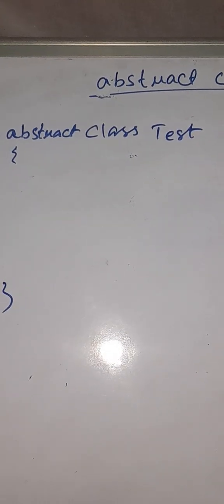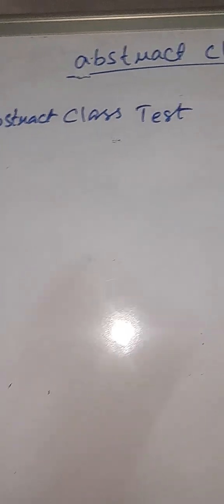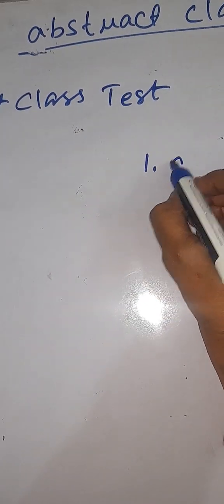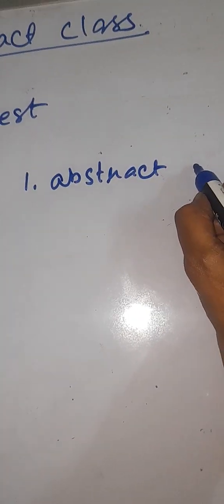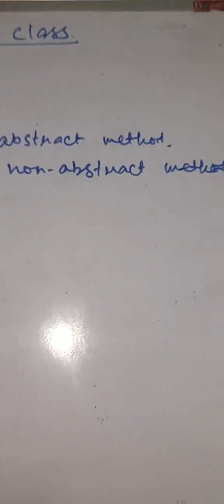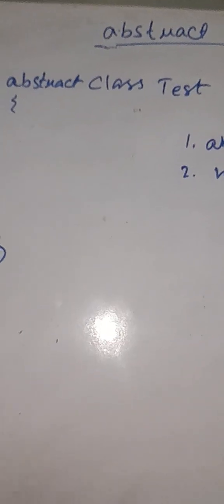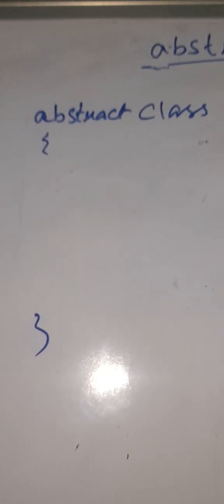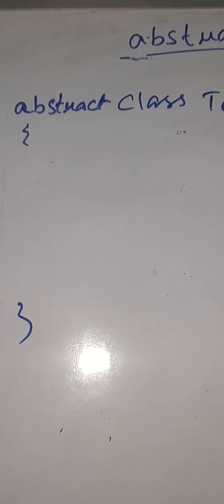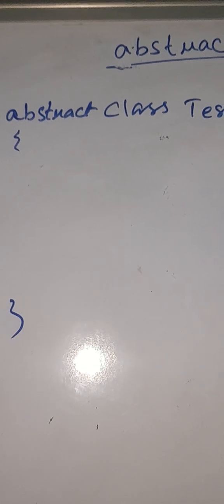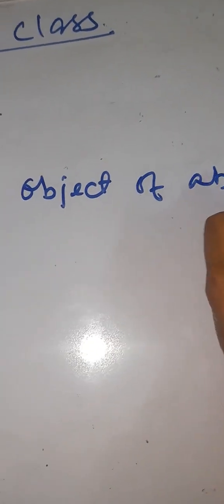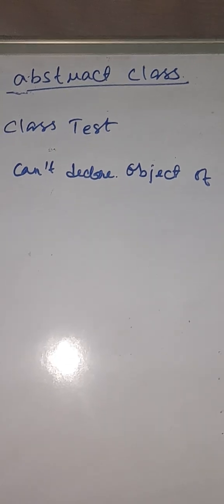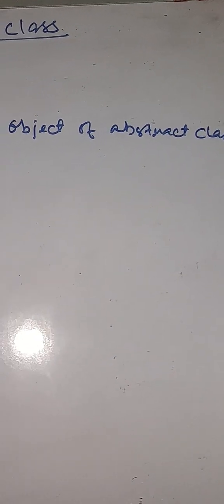What are the key points of the abstract class? Within the abstract class you can declare both abstract methods and non-abstract methods. These two types of methods you can declare within the abstract class. This is the first point. And the second point: if you declare any class as abstract, you can't declare an object of the abstract class. It is not possible. You can't declare any object of the abstract class.